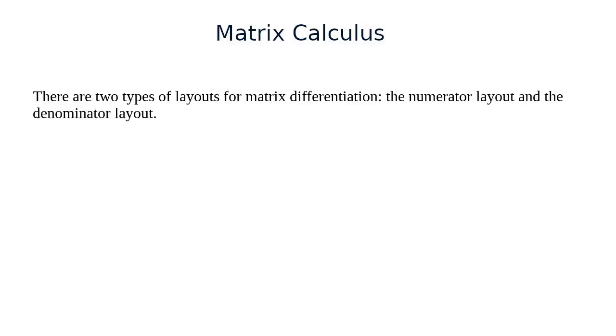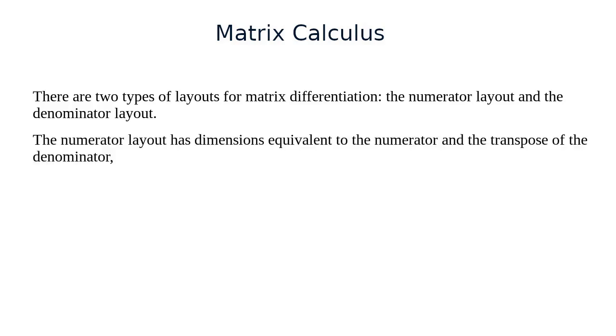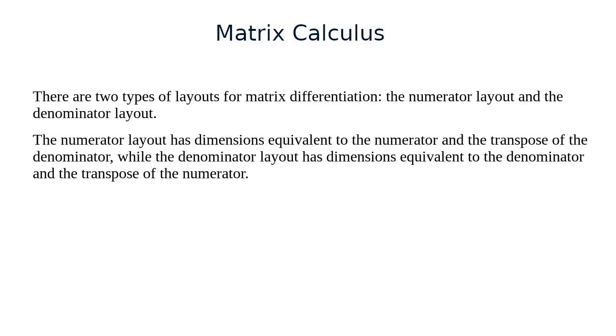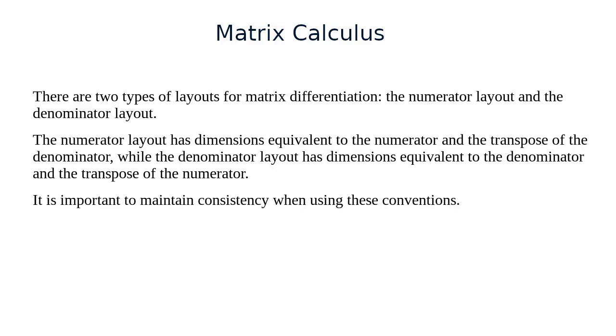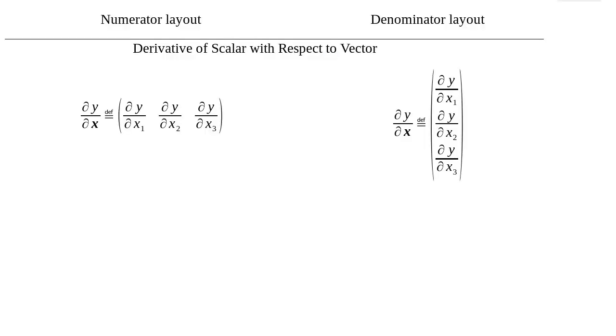Unfortunately, there are two common conventions in matrix calculus, numerator and denominator. The numerator layout, also called the Jacobian layout, has dimensions equivalent to the numerator, while the denominator layout, also called the gradient layout, has dimensions equivalent to the denominator. It is important to maintain consistency when using these conventions. Here are some definitions in these two conventions.